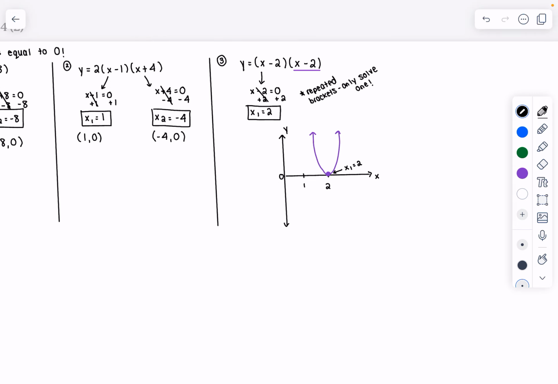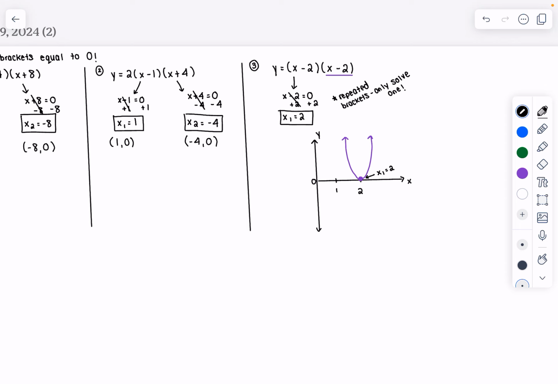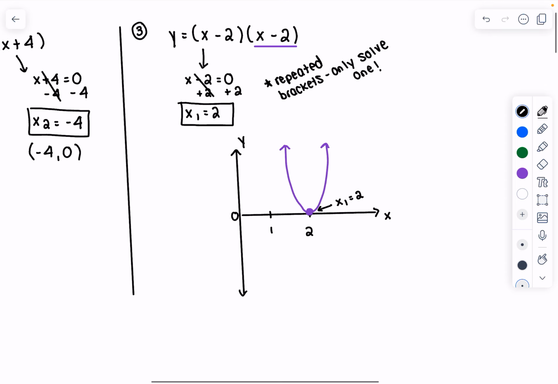Okay, hopefully that makes sense. Obviously the other ones with 2, it's going to go right through the grid, and you can use Desmos to support yourself. But if you just have one, it's going to be, again, just sitting on the x-axis, whether the direction of opening is up or down.